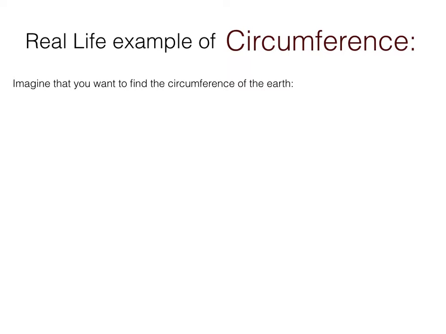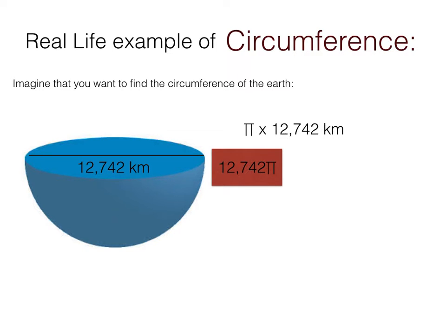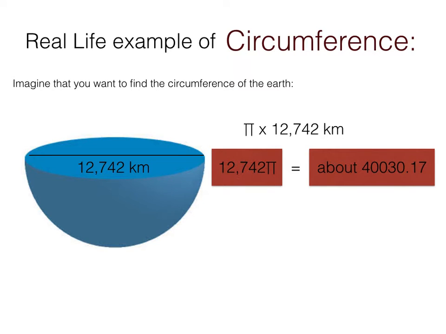Now let's do a real-life example of circumference. Imagine that you want to find the circumference of the Earth. Here's the Earth, and the black line is the diameter, which is 12,742 kilometers. So using our formula, you would need to do pi times 12,742, which equals 12,742 pi, or about 40,030.17. So the answer that you would write is 12,742 pi.